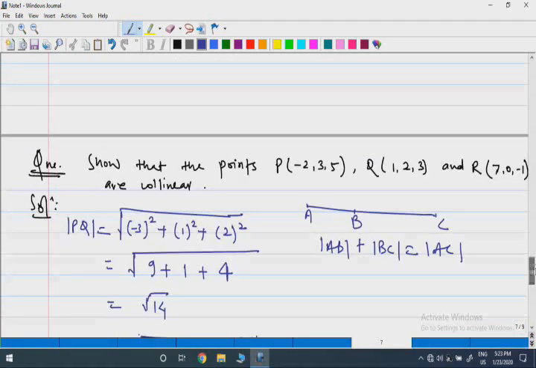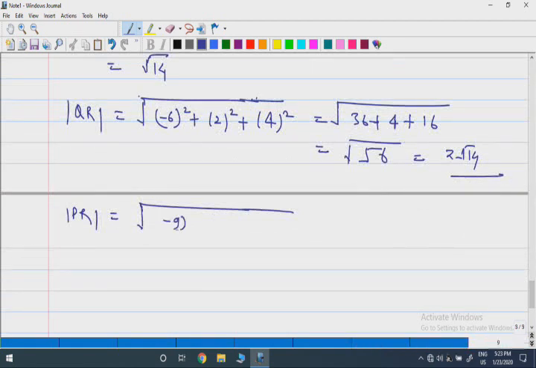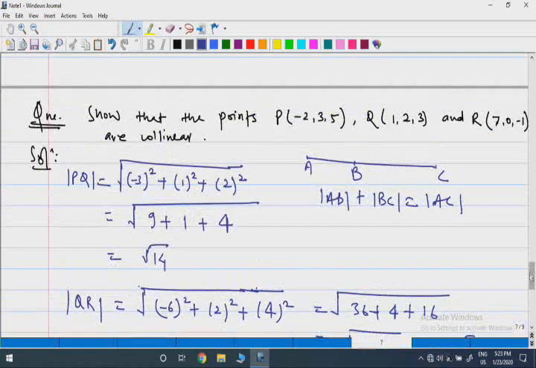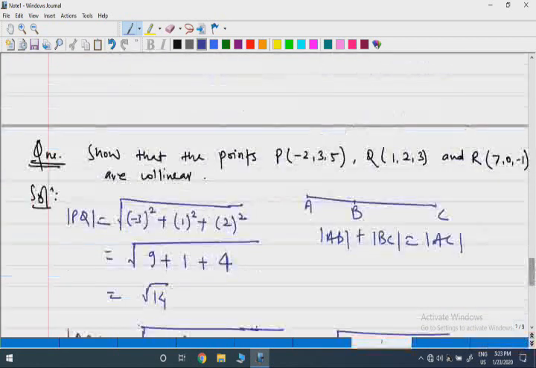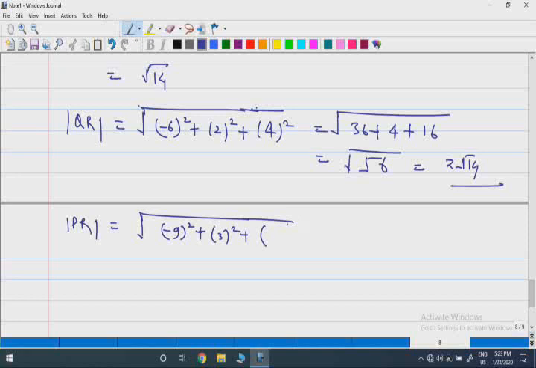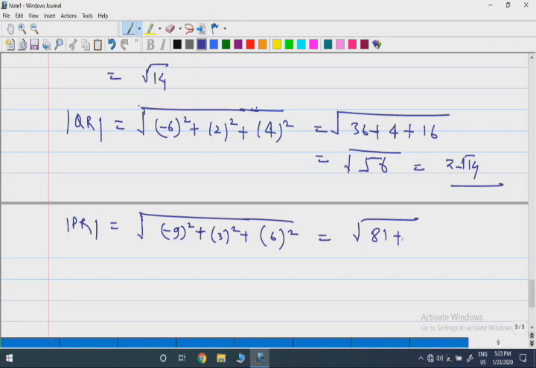So, that is minus 2 minus 7, right? So, minus 9 whole square, plus this one is 3 minus 0 whole square, and lastly 5 minus of minus 1, which is 6 whole square. So, what do we get? 81 plus 36, which is in total 117. Okay, what is this actually? This is root over 117.